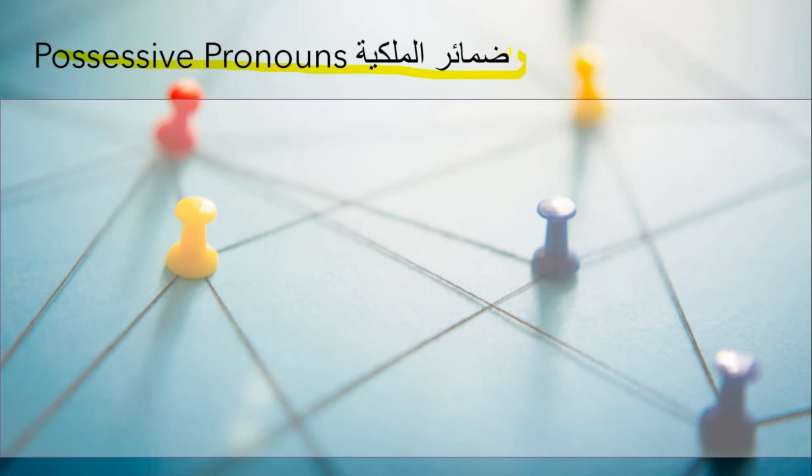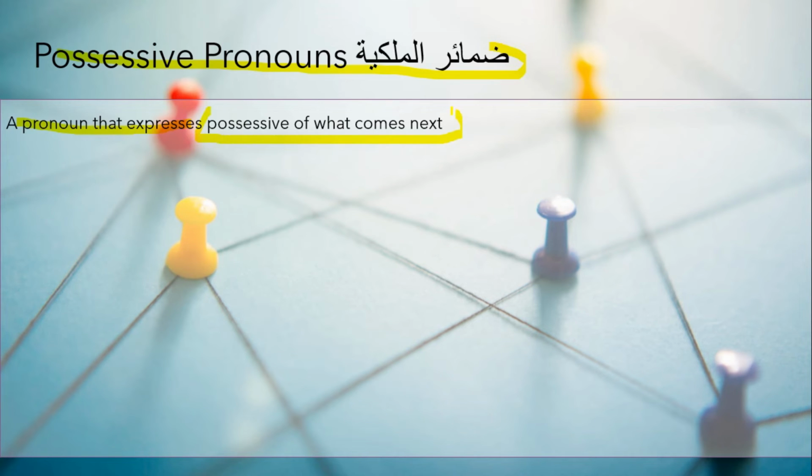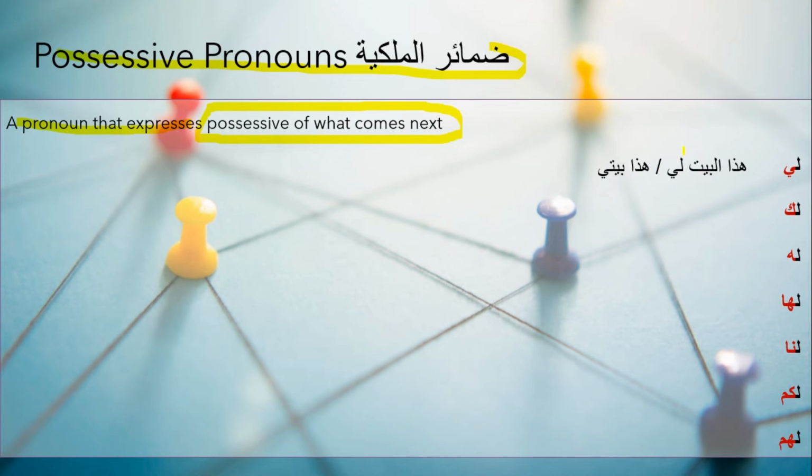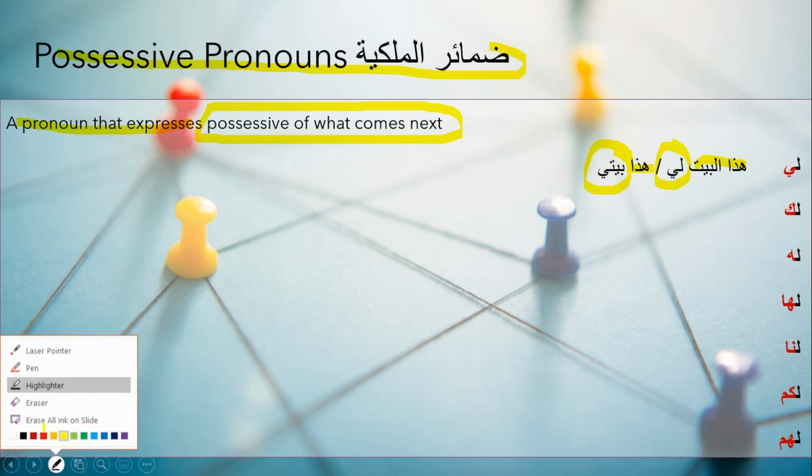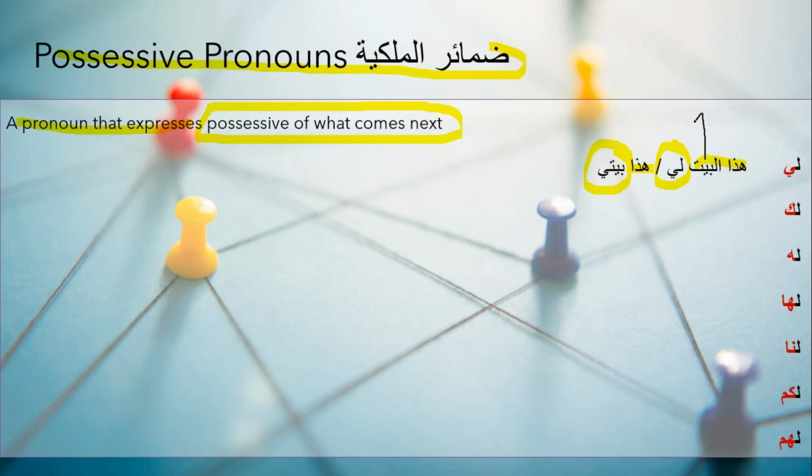Now let's go to the possessive pronouns. Possessive pronouns in Arabic are ضمائر الملكية: I own it, I own this house, I own this car. A pronoun that expresses possession of what comes next. هذا البيت لي. In Arabic there's something really nice, and sometimes they don't like to talk too much. So what they do is connect the last letter of the pronoun itself to the object. For example, rather than say هذا البيت لي, we say هذا بيتي, this house is mine. We say this is my house.